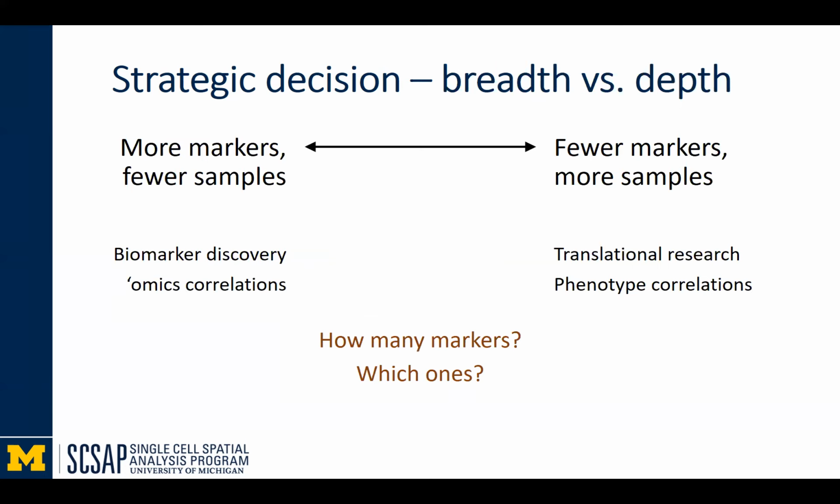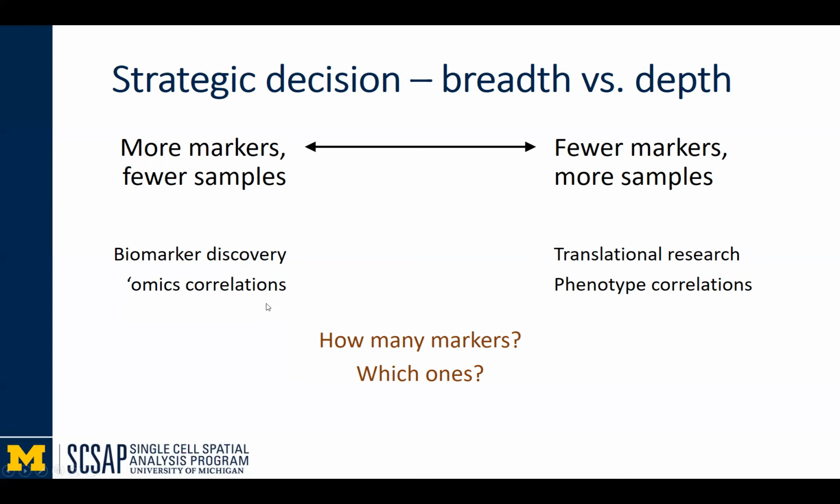The next strategic decision I'll emphasize is breadth versus depth. So do you want to look at more markers in fewer samples, or fewer markers in more samples? And here we can ask the question, how many markers does it take to really deeply characterize all of the cells in a tissue sample? And perhaps the answer may only be 20 or 40 markers, but there's a real challenge in establishing for any given tissue type which markers are the most useful.